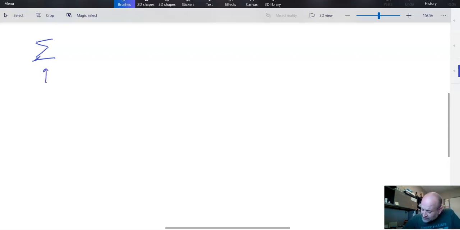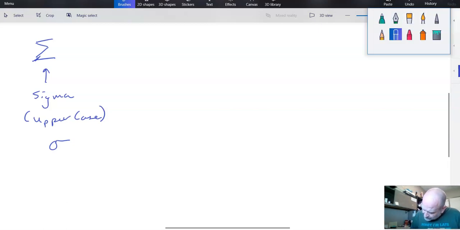So this is the Greek letter sigma. This is the uppercase version, a capital sigma. A lowercase sigma looks like this, and we won't be touching it, right? We don't need that right now. And yeah, so we're going to be using this notation.